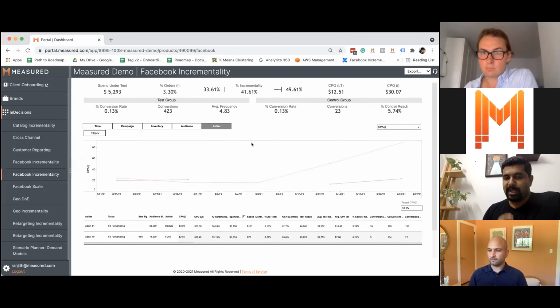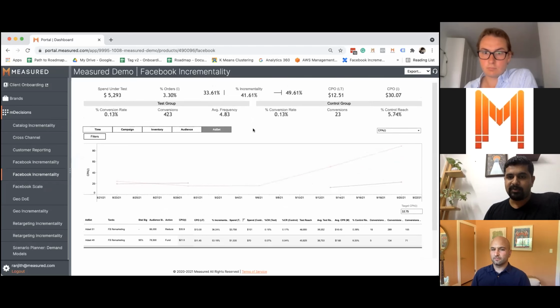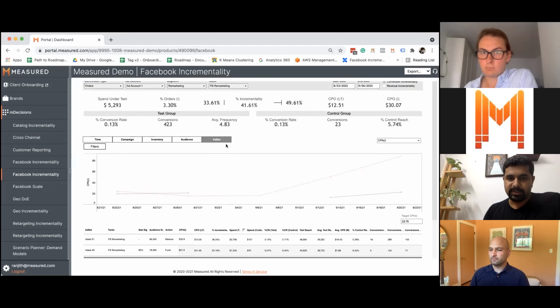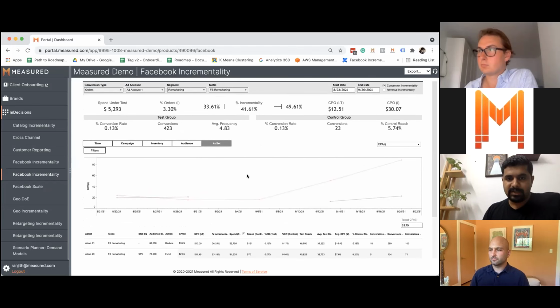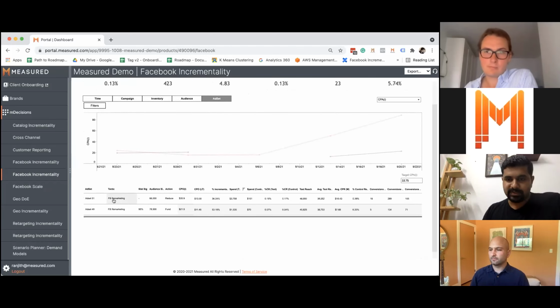Now, if you're making budget adjustments at the campaign level, you can do that at the ad set level also, right? So I'll take an example where you make budget adjustments at the ad set level. For the remarketing tactic, there are two ad sets. Now, if I look at it with respect to the target that is set, $13.